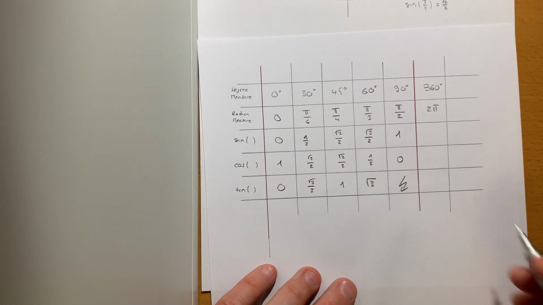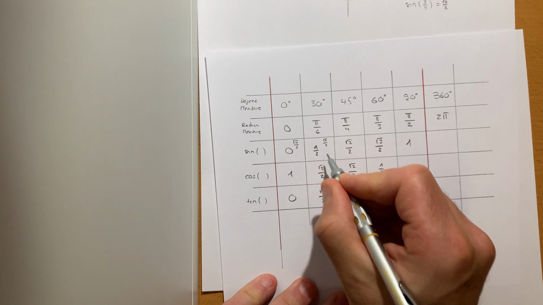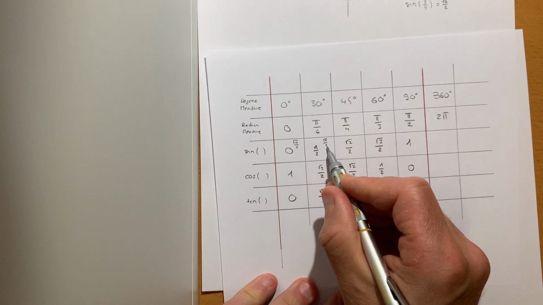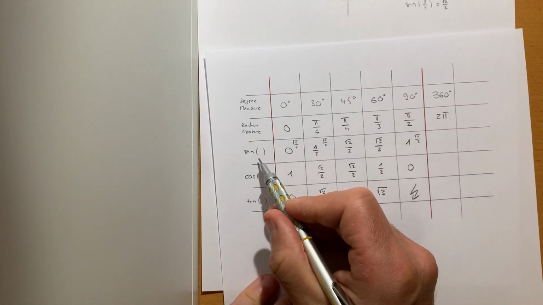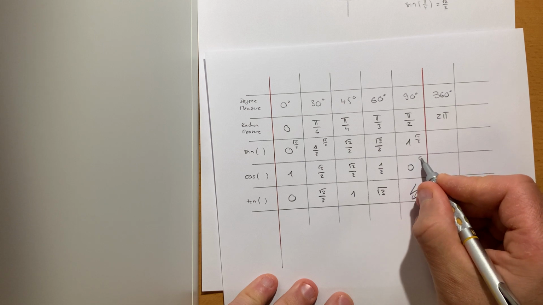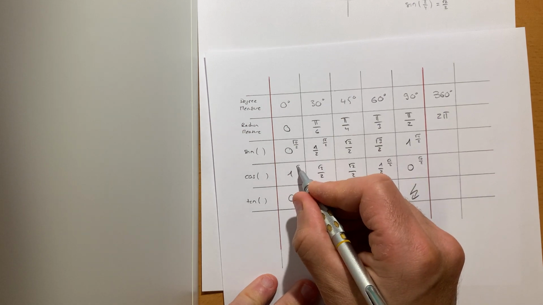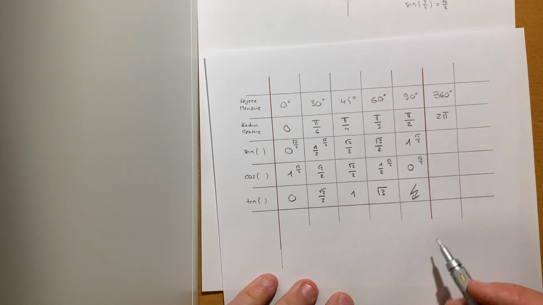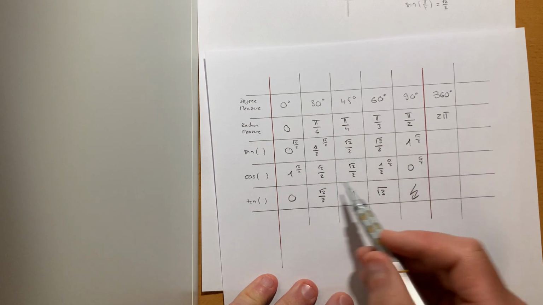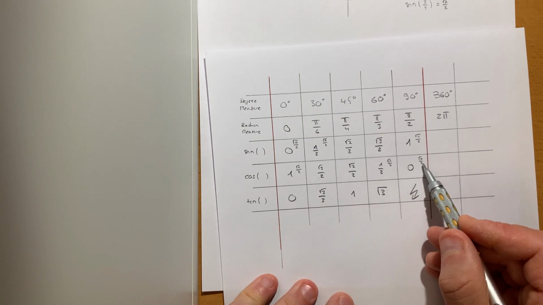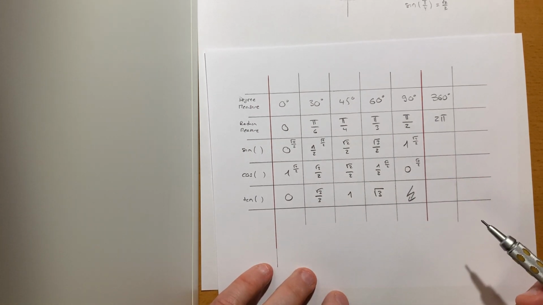Well, some people say it's easy to memorize because you could say it's the square root of 0 over 2, square root of 1 over 2, square root of 2 over 2, square root of 3 over 2, and square root of 4 over 2. Sine is from left to right. So you could memorize it like this: sine from left to right, square root of 0 over 2 up to square root of 4 over 2. And from right to left for cosine, square root of 0 over 2 up to square root of 4 over 2. Well, it's important that you memorize these values because they will be very important.